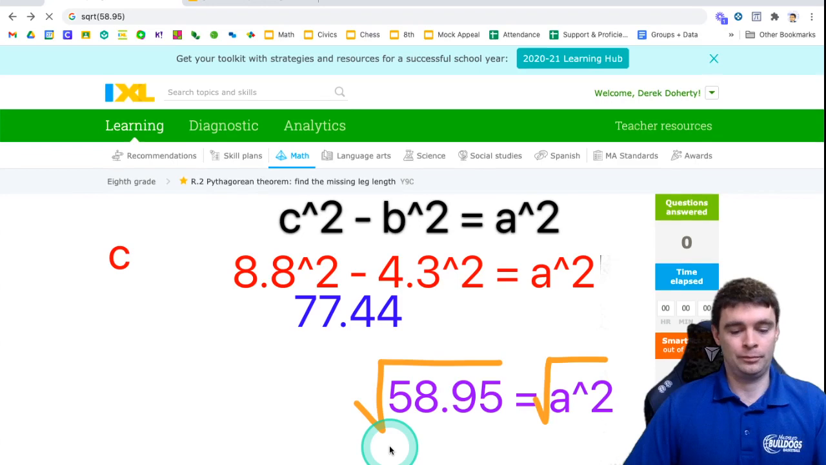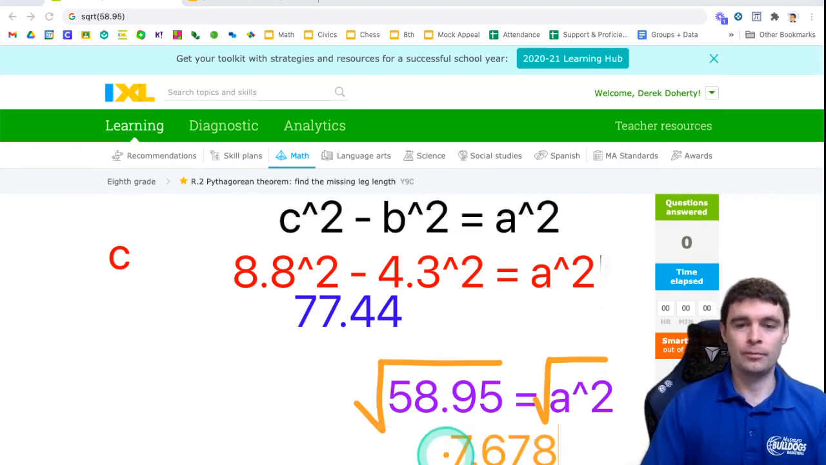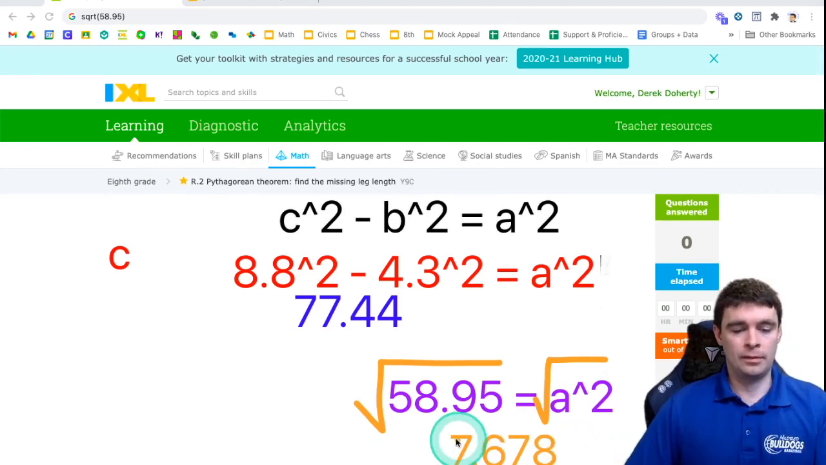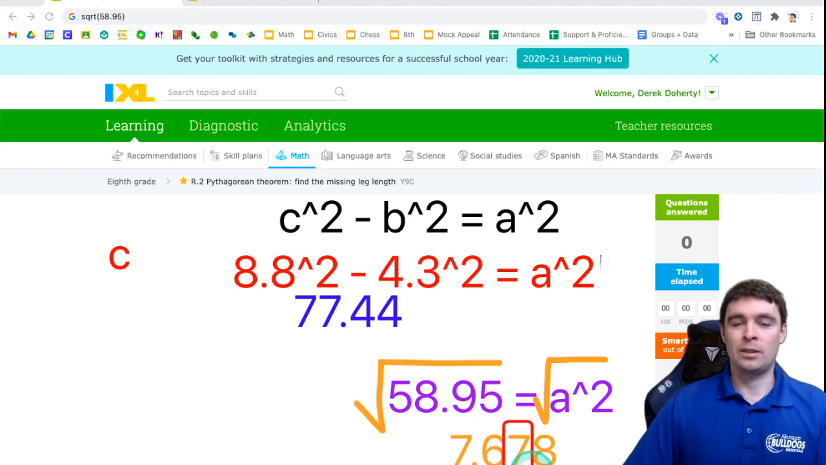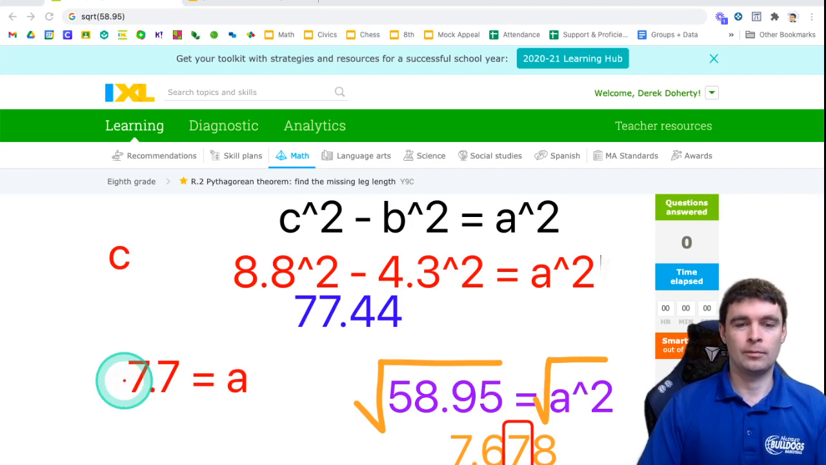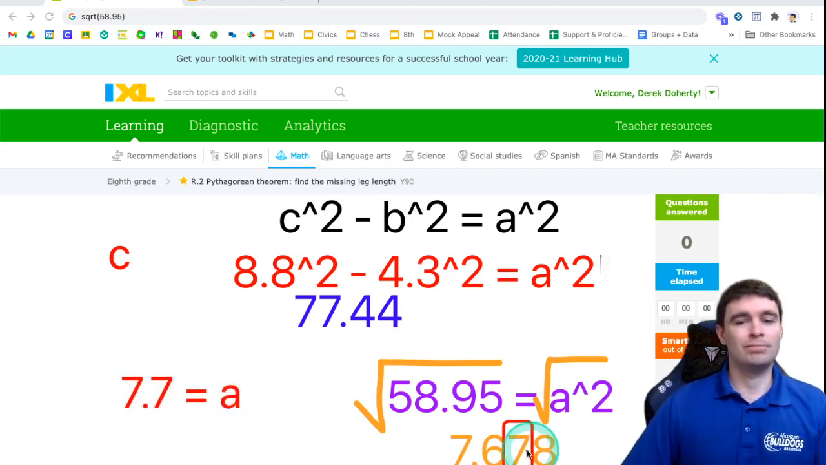7.678. And if I need to round that off to the nearest tenth, quite simply I would look at the 6, which is right there. But after the 6 we have a 7. And so that tells me when I round the square root of 58.95 off, I'm going to call it 7.7 instead of 7.6. Specifically because that 67 is closer to 70 than it is to 60, so I need to round to 7.7 for my final answer there.